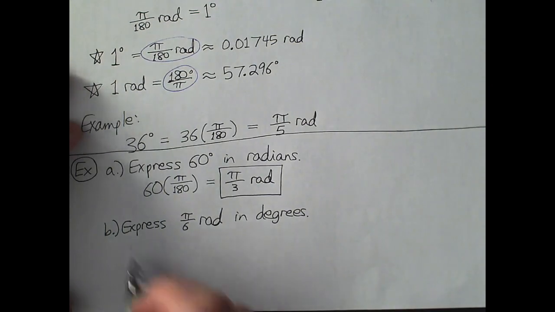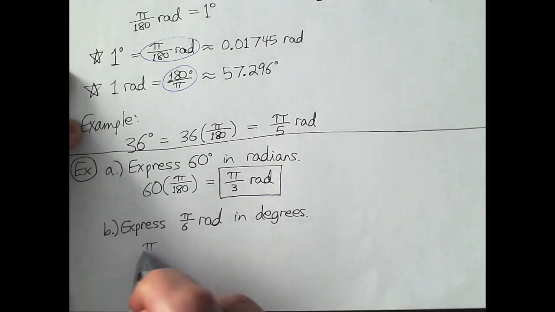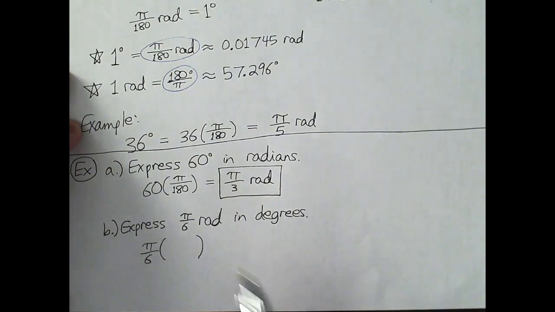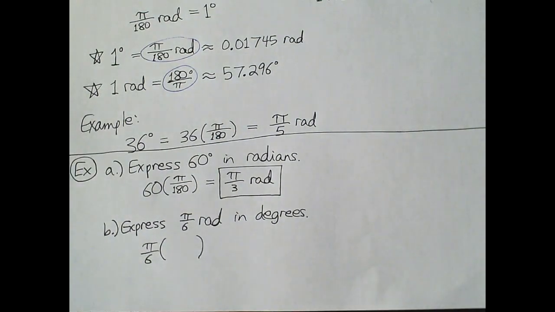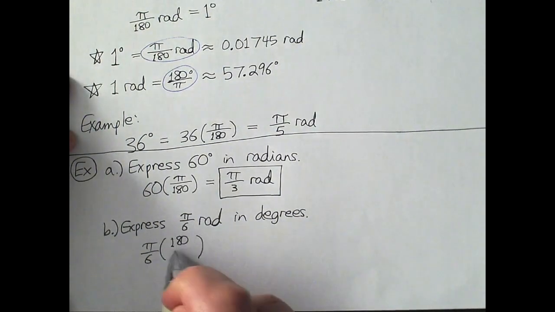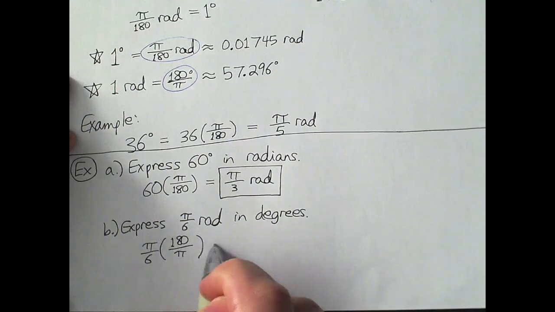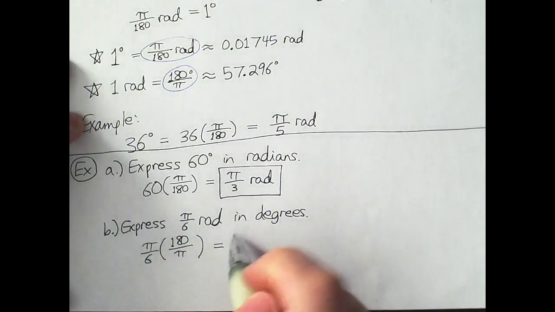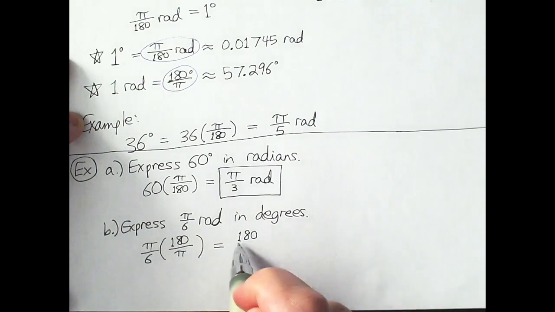Okay, part B, we start with pi over 6 this time. We need to multiply it by a conversion factor. Instead of pi over 180, we're going in the opposite direction, so we need to multiply by 180 over pi. What's nice about this is the pi over pi cancels out, right? Pi over pi cancels out, you get 180 over 6.